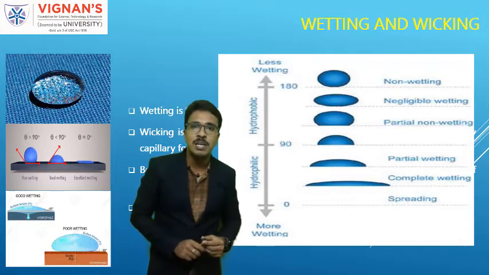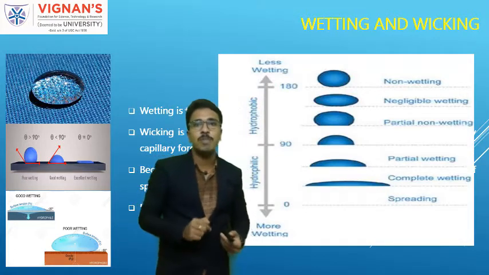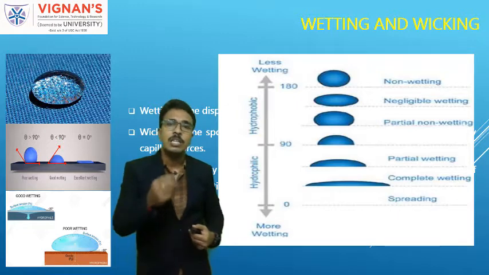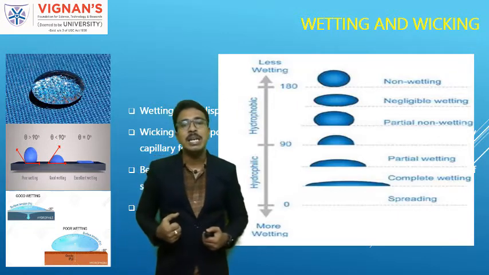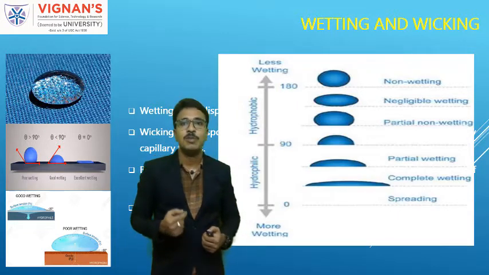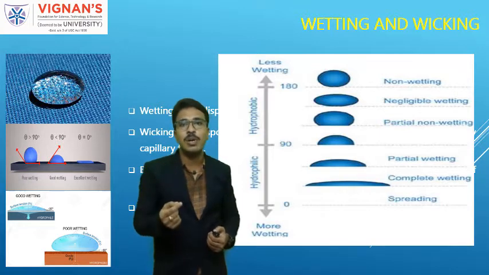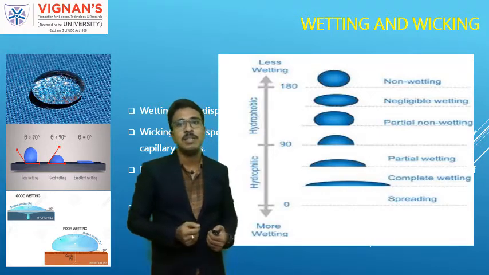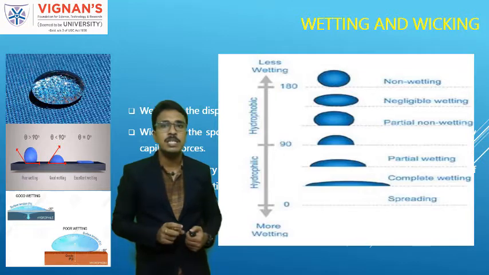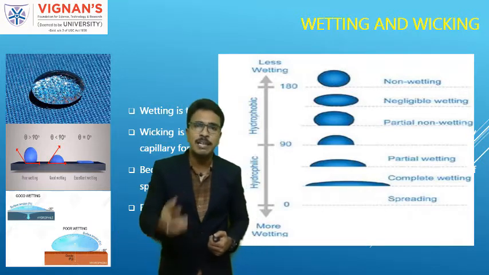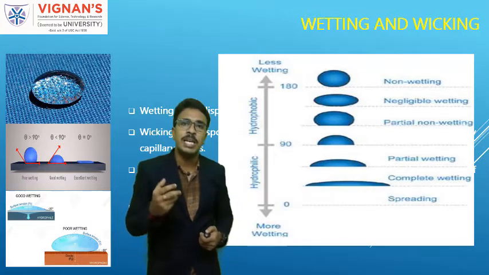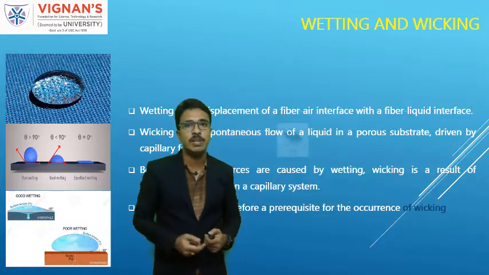That means what? Even after putting the droplet on the fabric surface, the droplet is not at all entering inside the fabric. So the surface is called a non-wetting surface. Understand? So this is also one kind of representation where you can easily understand the wetting phenomenon.